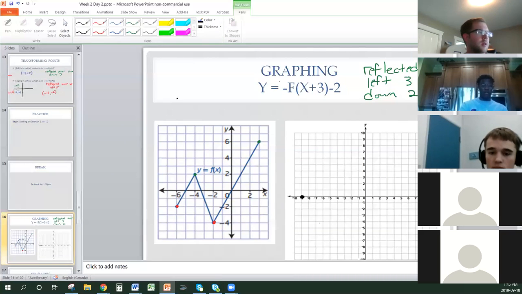All right. And Toby, I believe you have -4, 2. So can you talk us through it? So it would reflect to 4, 2. Sorry, no, that's the wrong way. It would reflect to -4, -2. Correct. And then move over left 3. So -7 and -4.